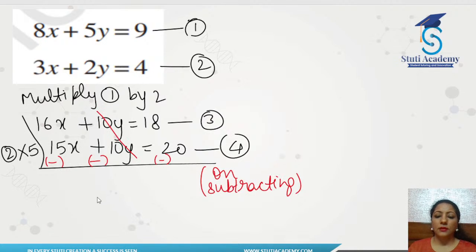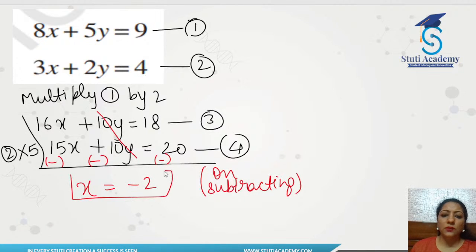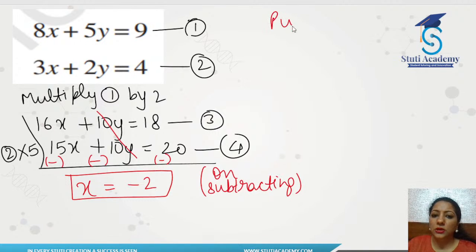This will disappear. So we have 16x minus 15x. That's x. 18 minus 20. That is minus 2. So we've got the value of x as minus 2. Now this x is equal to minus 2, we can put in any of the equations. We will get the corresponding value of y. So we'll put x is equal to minus 2 in the first equation.